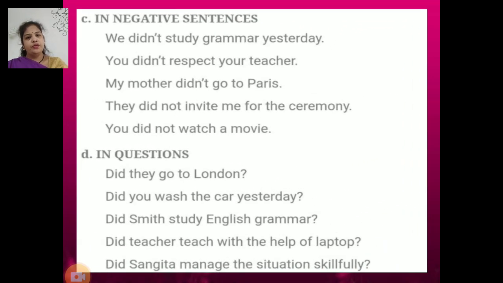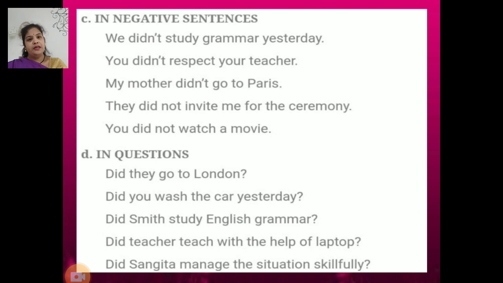We also use simple past tense in negative sentences. For example, let's look carefully at the given sentences. We didn't study grammar yesterday. You didn't respect your teacher. My mother didn't go to Paris. They did not invite me to the ceremony. You did not watch a movie.